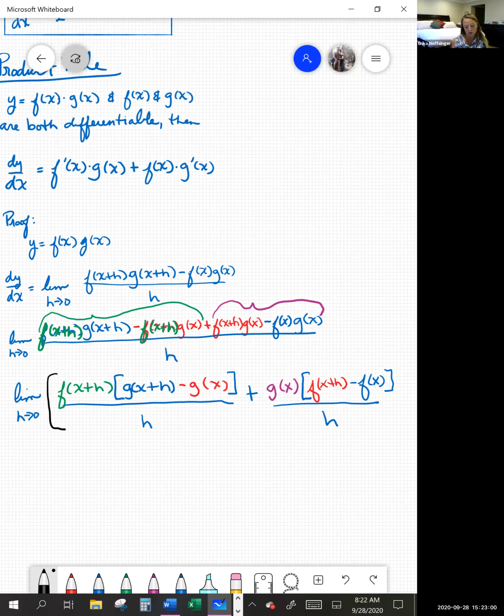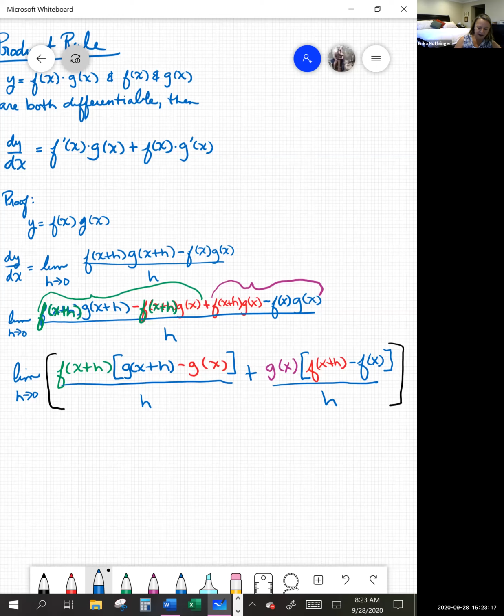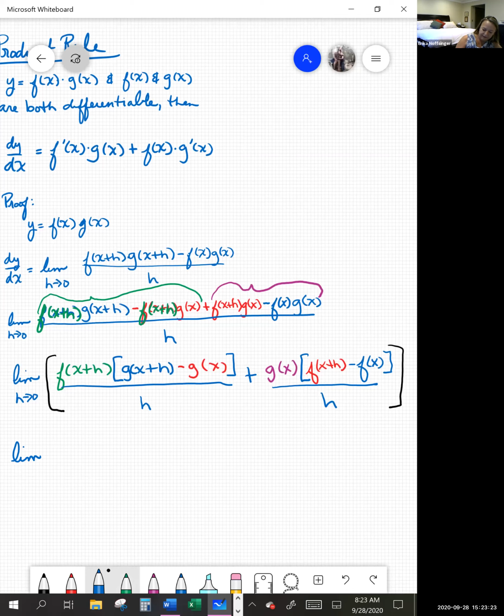We're going to use our rules of limits. So we found that if we take the limit of a sum of functions, we can look at the limit of the first function plus the limit of the second function. So let's rewrite that with two separate limits. And at the same time, let's pull what we had done out front. So we have the limit here. We pulled out this f of x plus h.